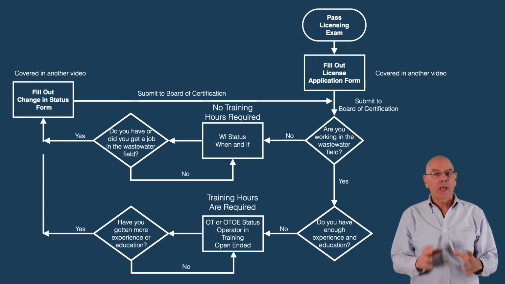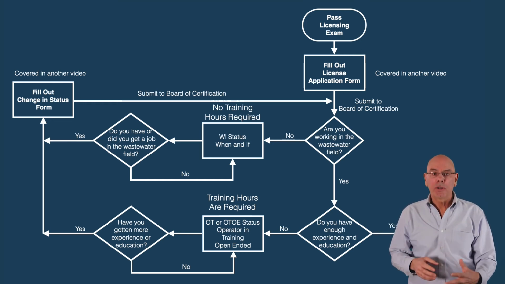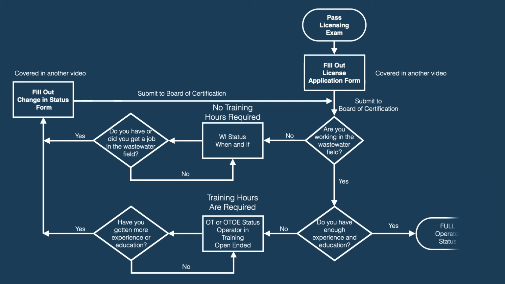If you've passed a licensing exam and are working at a job where you need to use your wastewater license and the board determines that you have enough work experience, you're granted a full operator status. To renew a full license, you have to pay the license renewal fee and you need to submit 20 state-approved training hours every 2 years.